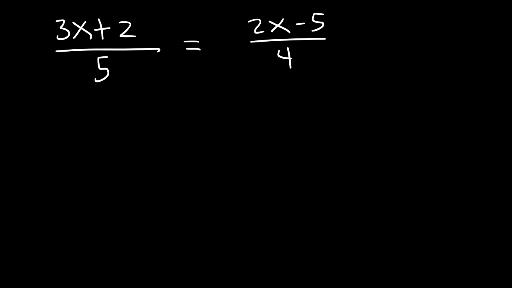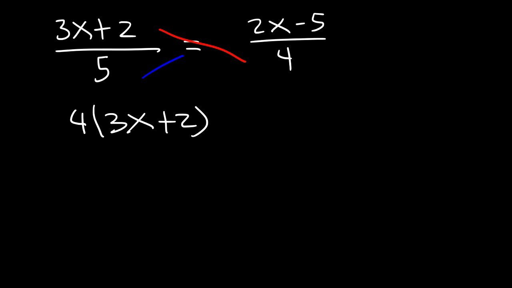So let me give you another example. Let's say we have 3x plus 2 divided by 5 is equal to 2x minus 5 divided by 4. Calculate the value of x. So first cross multiply. So we have 4 times 3x plus 2, and that's equal to 5 times 2x minus 5.